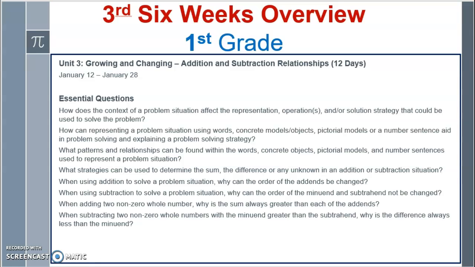And so if you look at the very last few questions, when adding 2 non-zero whole numbers, why is the sum always greater than each of the add-ins? When using subtraction to solve a problem situation, why can the order of the minuend and subtrahend not be changed? And the very last one, when subtracting 2 non-zero whole numbers with the minuend greater than the subtrahend, why is the difference always less than minuend? Those are some great questions to make sure your kids grasp the material in the 6 weeks.